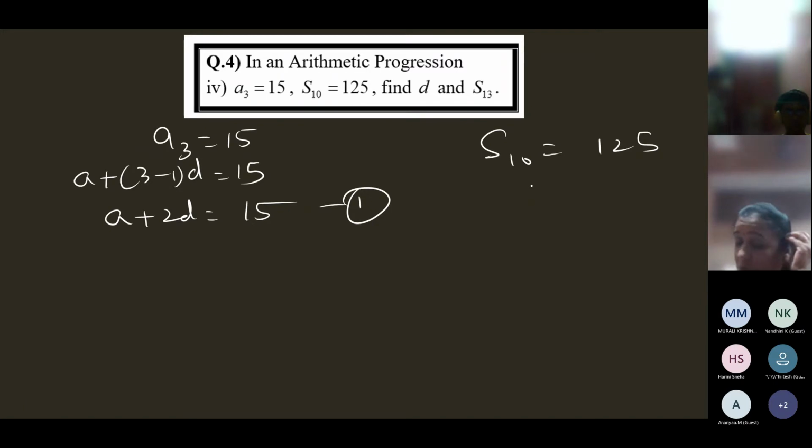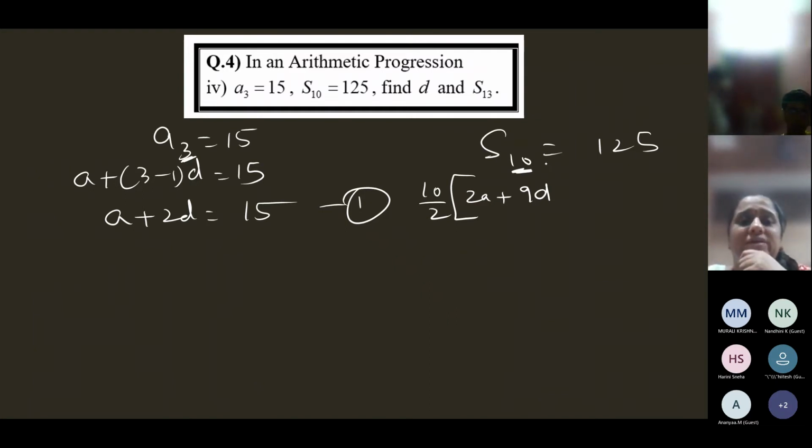Here you should not use this formula: first term plus the last term. That you can use only if you know A10. So what is S10? N by 2, 10 by 2, of 2A plus (10 minus 1), 9 into D. We don't know the values of A and D. We only know N, because A3 means N is 3, S10 means N is 10. So you know N, but you don't know A and D.